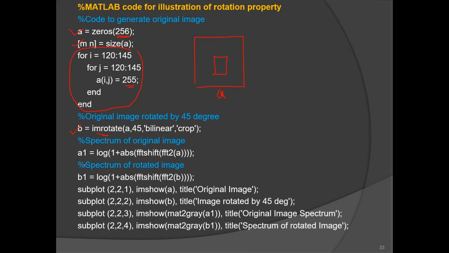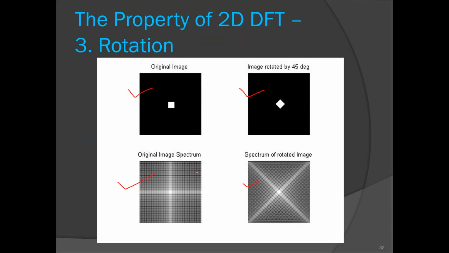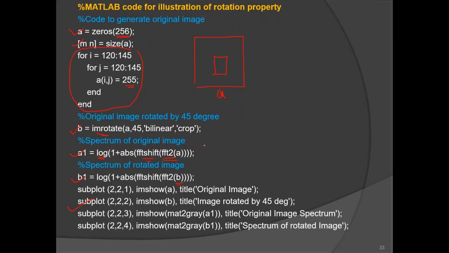Then FFT is used to apply the Fourier transform. By using fft2 we get the Fourier transform image. Then fftshift shifts that spectrum to the middle, and then we perform a log transformation. So A1 represents the FFT of the original image, B1 represents the FFT of the rotated image, and if we plot, we will get this result. This is the result obtained by this code.